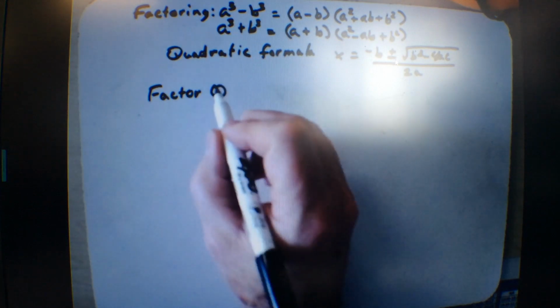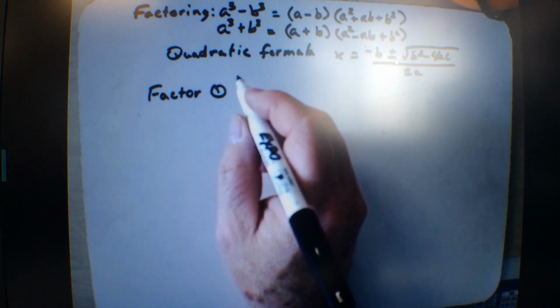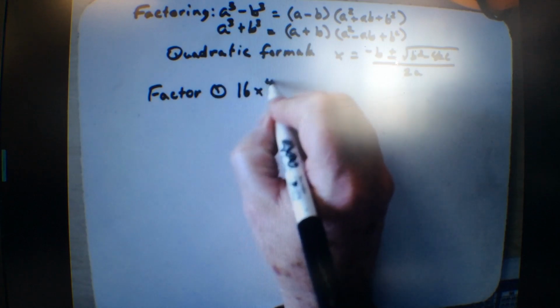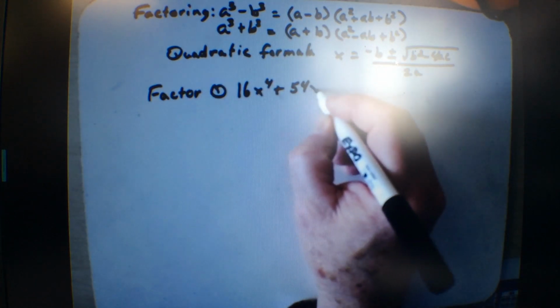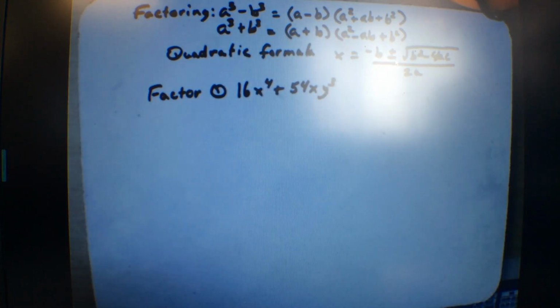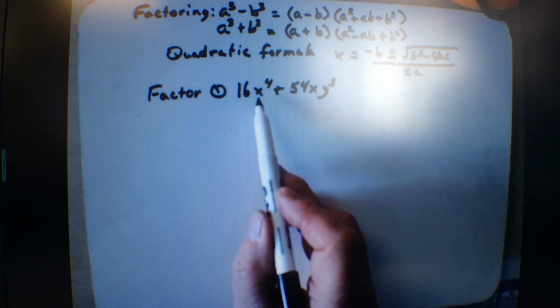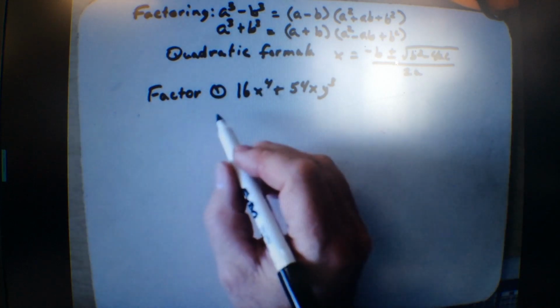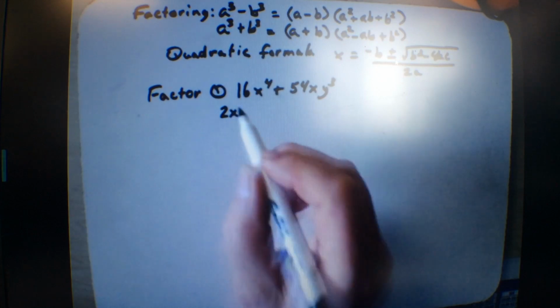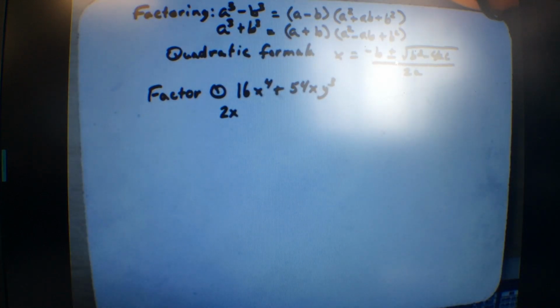Okay? Number one. 16x to the fourth plus 54xy cubed, right? Now, the first thing you notice is this is not a cube, is it? Okay, so the first thing you should always do is look to factor out the greatest common factor before you ever do any more factoring. Do these have anything in common? 4, 8, 9. How about 2? How about 2x? I think 2x goes in there.